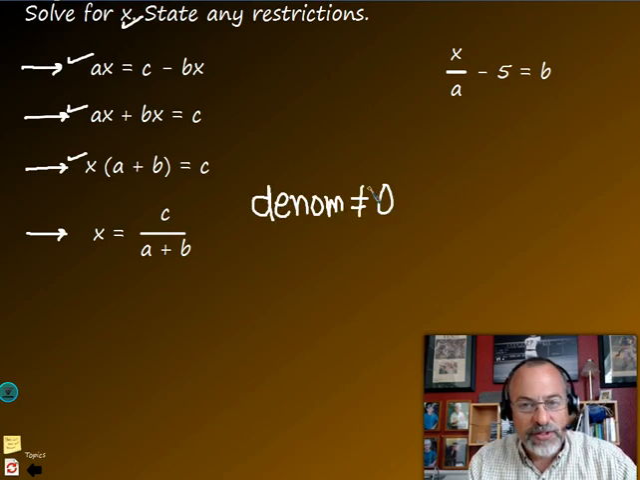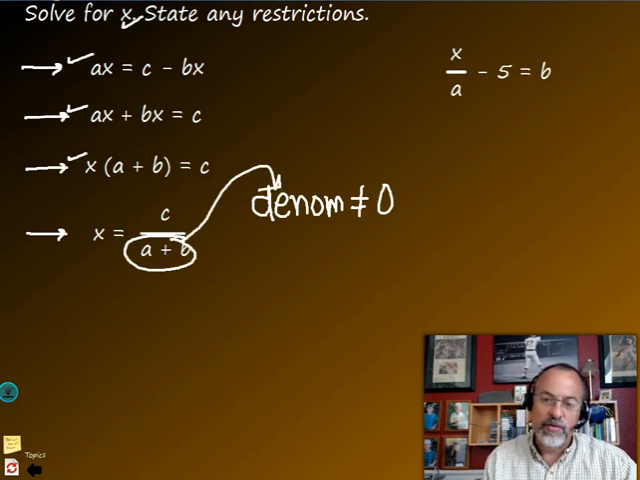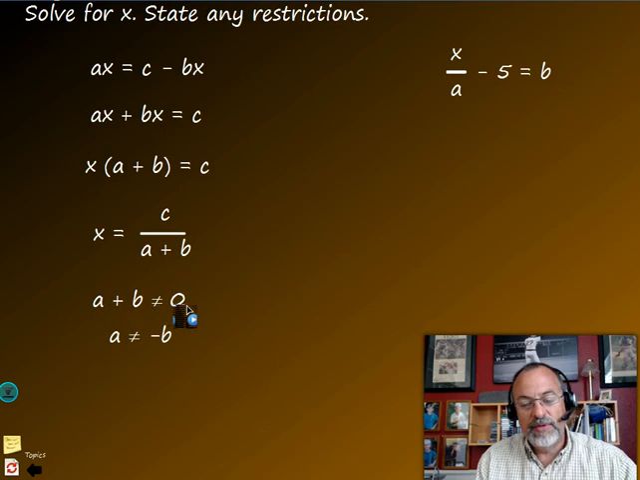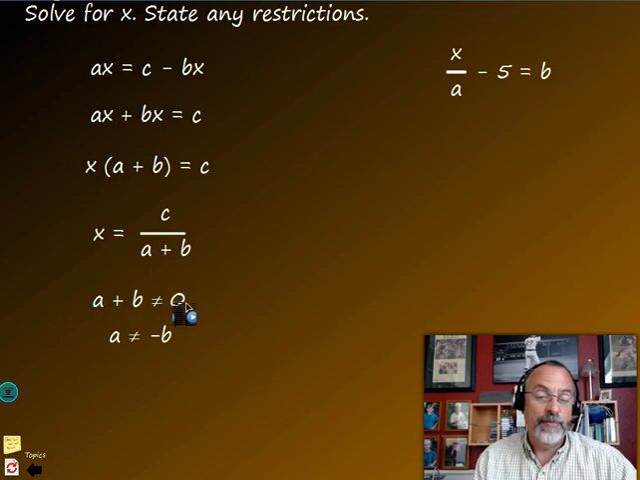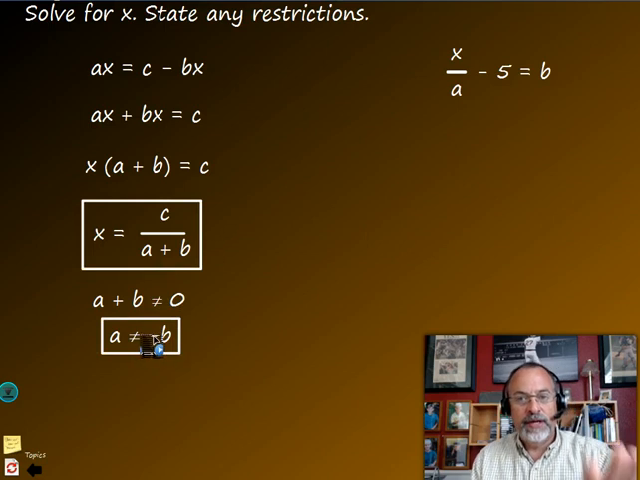That's always the restriction. So now all I have to do is take my denominator, whatever it is, and put that in for the word denominator. A plus b cannot be 0. So then I have a plus b cannot be 0. And again, you could leave it like that, or if you solve for one of the other letters, that's okay too. So I have my answer. I solved for x, and I have my restriction here. Okay, denominator cannot be 0.